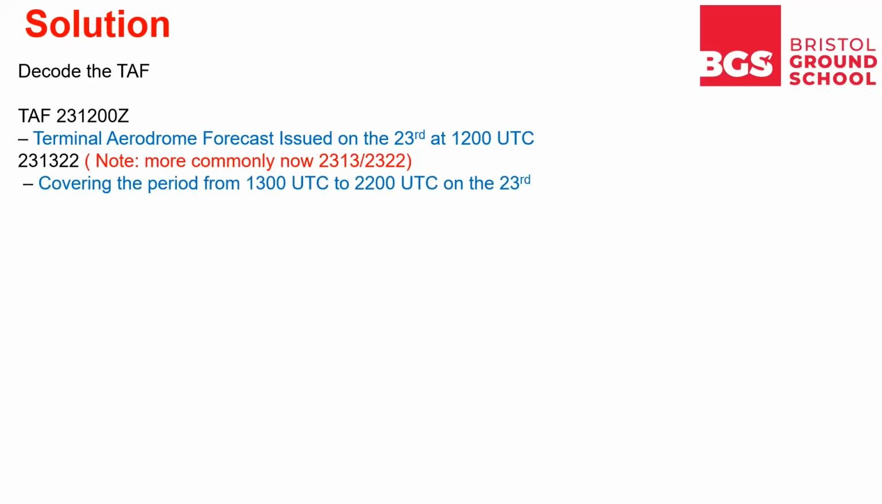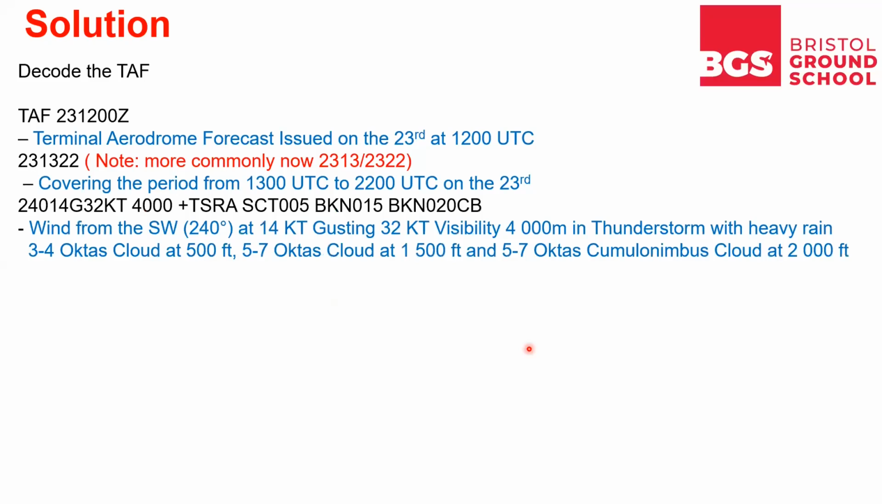So the first line of the TAF: the wind is from the southwest, 240 degrees at 14 knots, gusting 32. The visibility is 4,000 meters in thunderstorms with heavy rain. The plus RA means heavy rain. Cloud-wise, there are 3 to 4 oktas at 500 feet, 5 to 7 oktas, that's broken, at 1,500 feet, and 5 to 7 oktas again, broken cumulonimbus, at 2,000 feet.